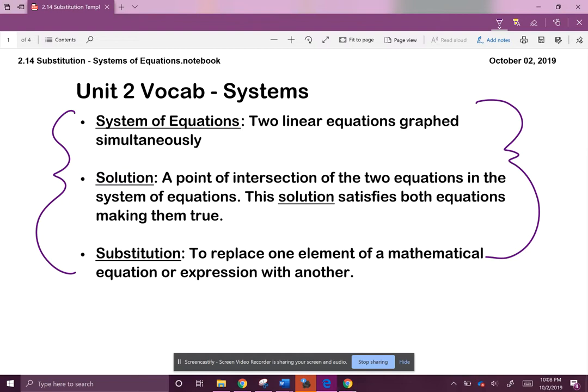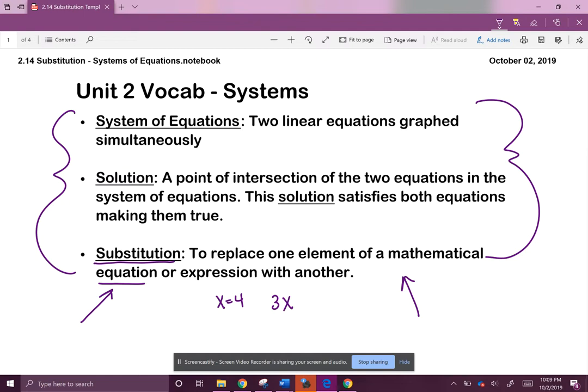And then the one that you're going to add to your notes is this one right here about substitution. To solve a system by substitution means you replace one element of a mathematical equation or expression with another. And in this case, we're focusing on equations, not expressions, since it's a system of equations, but you could do the same thing with an expression. Similarly, if I knew x was equal to 4, I could substitute 4 in for x in this expression. But again, we're looking at equations.